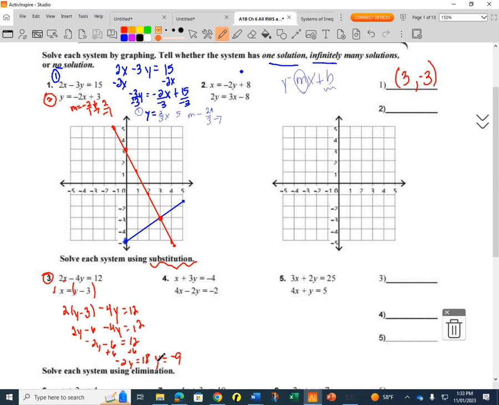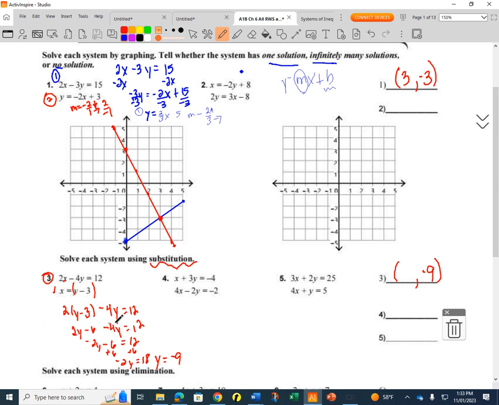So now I know we have one solution, so it's got to be an ordered pair. This is the y. It goes in the y spot. Do you remember how we find the x? How do we find the x? Put negative 9 into the y spot.